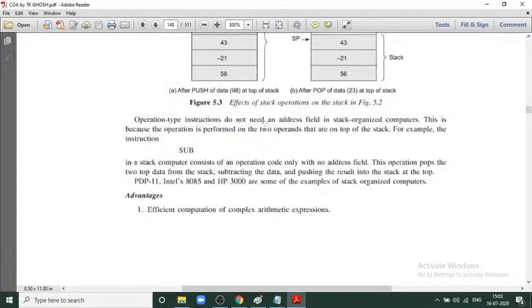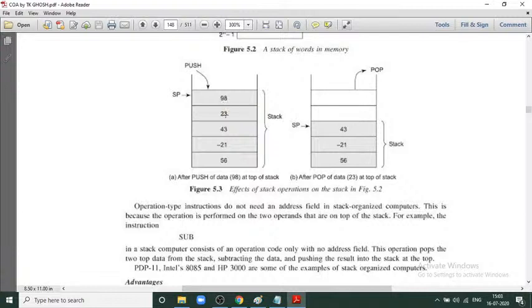One type of instruction does not need an address field in a stack organized computer. This is because the operation is performed on the two operands at the top of the stack. Suppose we want to perform the addition between 98 and 23, then what should we do? We should write only add. We do not need to write add the top element of the stack and the top element minus 1 of the stack. Automatically 98 is popped, automatically 23 will be popped, automatically these two will be added, automatically the result will be generated, and the result will be stored at the top of the stack.